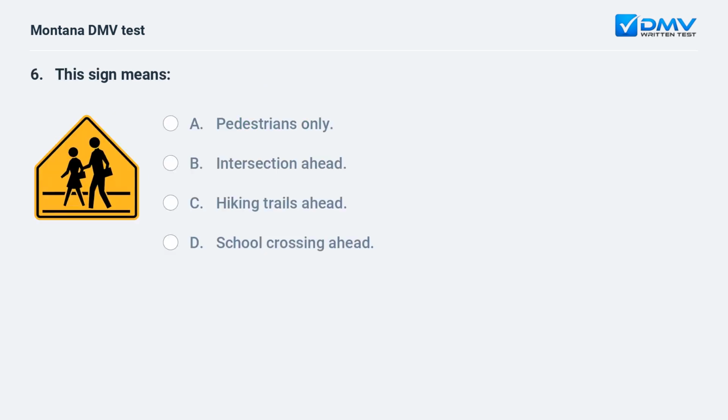This sign means A, pedestrians only. B, intersection ahead. C, hiking trails ahead. D, school crossing ahead. D, school crossing ahead. This sign indicates that a school crossing is ahead.